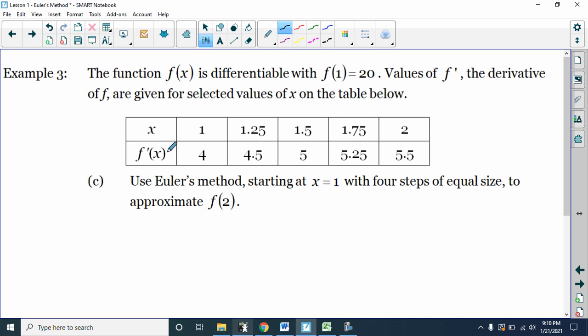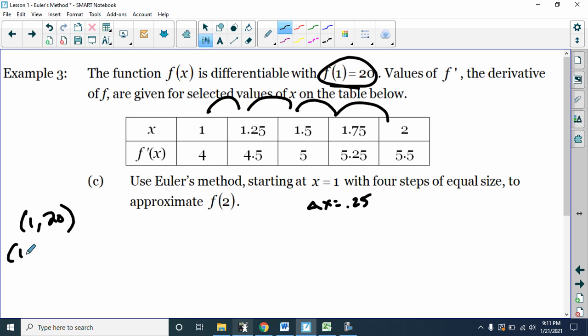And the third way, which is what we just learned, is we're going to use Euler's method, starting at x equals 1, with 4 steps of equal size to approximate f of 2. So our 4 steps are going to be 1, 2, 3, 4. Looks like our delta x is 0.25. We know that our first point is (1, 20). That is given to us right up here.